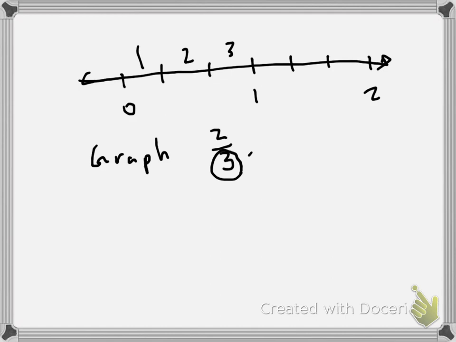And so if we want to graph 2/3, we're going to start over here on the 1, and we're going to count from there. So 1, counting the tick marks, 2, 3. This one right here is 2/3, and this is where we're going to put our dot.